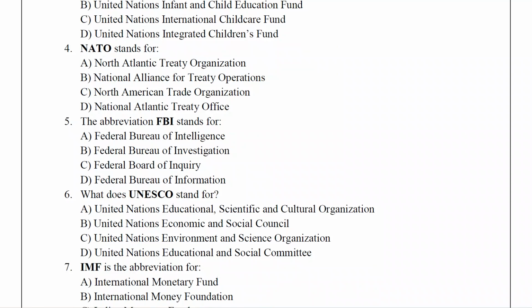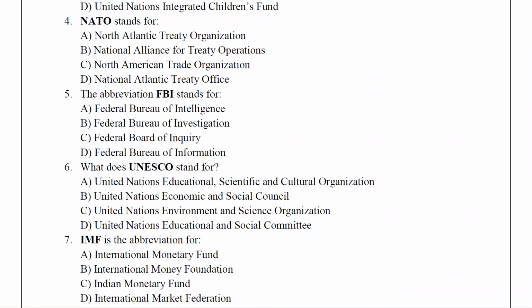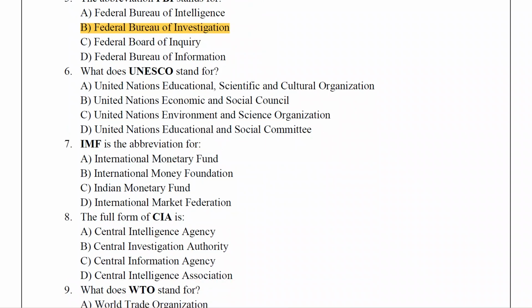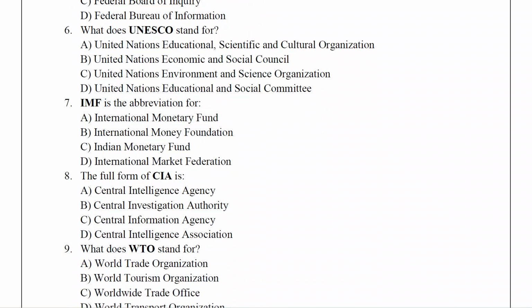Next, NATO stands for North Atlantic Treaty Organization. Next, the abbreviation FBI stands for Federal Bureau of Investigation. Next, what does UNESCO stand for? United Nations Educational, Scientific and Cultural Organization.